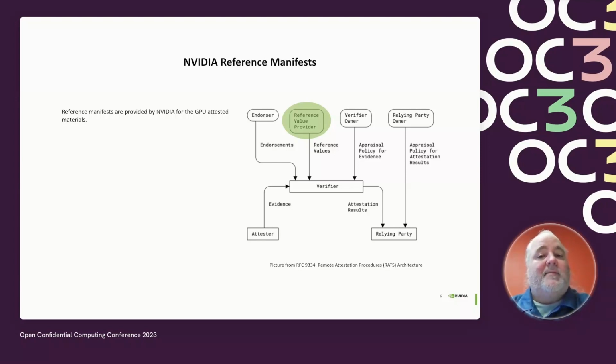We'll talk a little bit later about how revocation happens, but they are also revocable, so that in the future, if there is a problem with a reference manifest, or if there's a problem with an attester, those can actually be revoked so they can be known to not be trusted any longer.